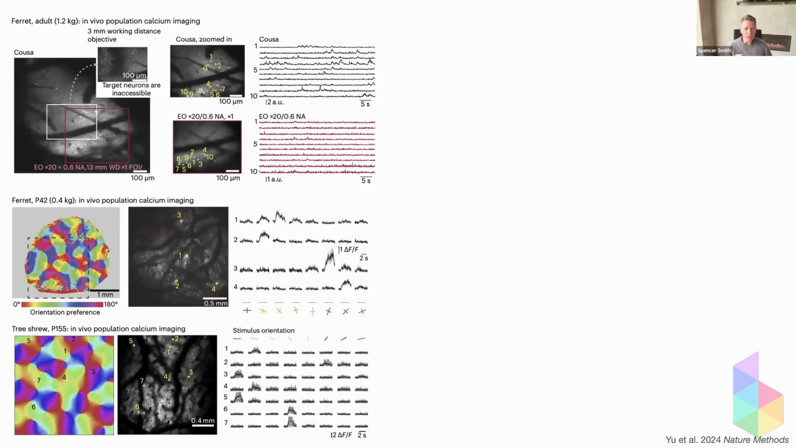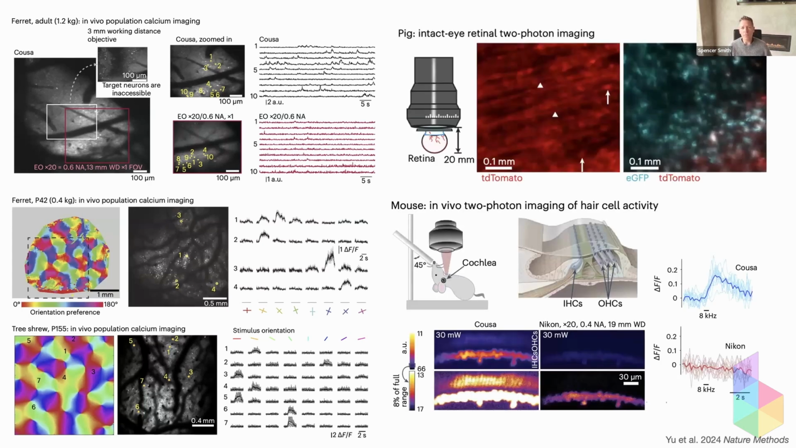working in adult ferrets, which have these really thick skulls, that optical window has a lot of biology and anatomy up and around it. And it's hard to get objectives down to the cells that they want to image. And other options like the Edmund Optics 20x 0.6 isn't optimized for multiphoton. And so the CUSA was really enabling for those particular experiments. It also works well in younger ferrets, tree shrew. Somebody wanted to use it for intact imaging in pig retina, which is a common preclinical tool.